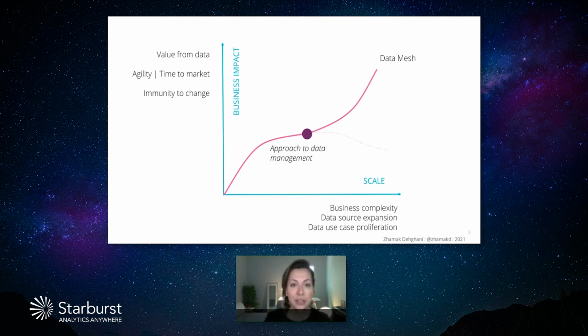So data mesh is really trying to say, let's take this reality, that x-axis, as a starting point, as a default state. This is where we are today. So we need an approach that can let us accelerate and really go beyond the value that we're getting, get more agile in time to market and immunity to change. So that's the why now, I suppose.